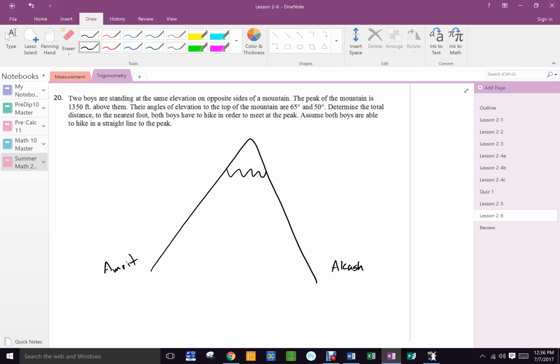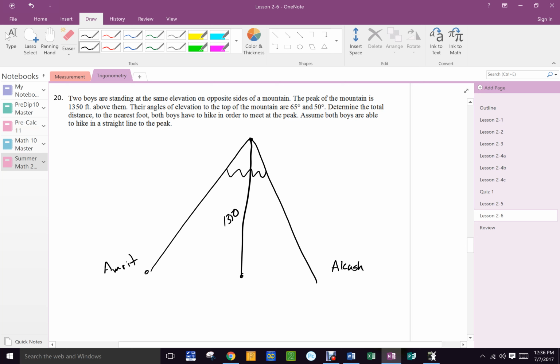So Amrit and Akash are on the other side of Mount Baker, because it's right there. Okay. This is a question then. Now I'm going to do my math. The peak of the mountain is 1,350 feet above them. Where is the 1,350? Where is it measured from? The bottom. Okay. Over here or over here? In the middle. There is the 1350.